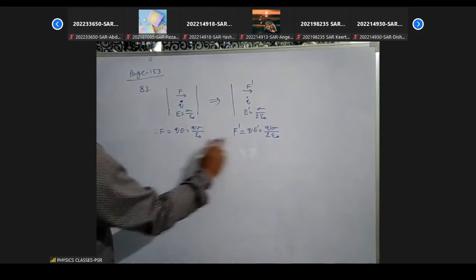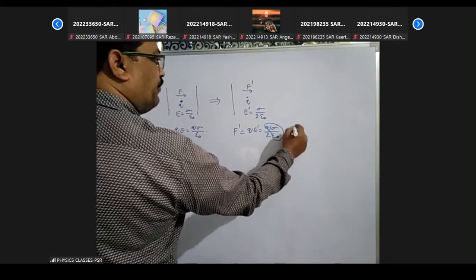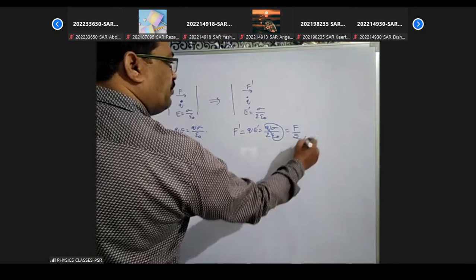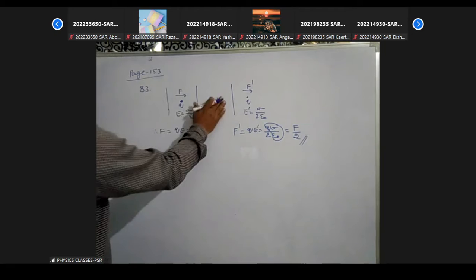But Q sigma by epsilon naught is equal to F. So here, instead of this, we put F. So the answer is F by 2. Right? Is it clear? Yes, sir. Okay.